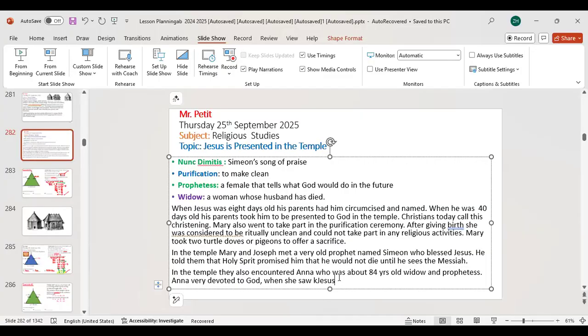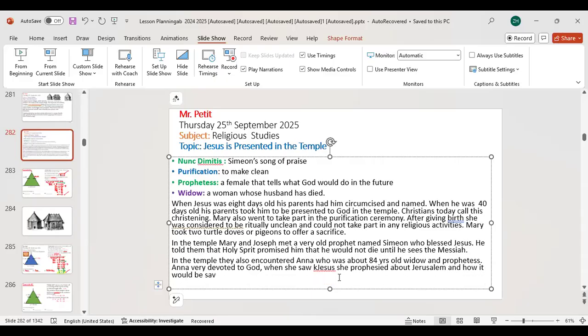She prophesied about Jerusalem, and how it would be saved by the arrival of the Messiah, which is Jesus.